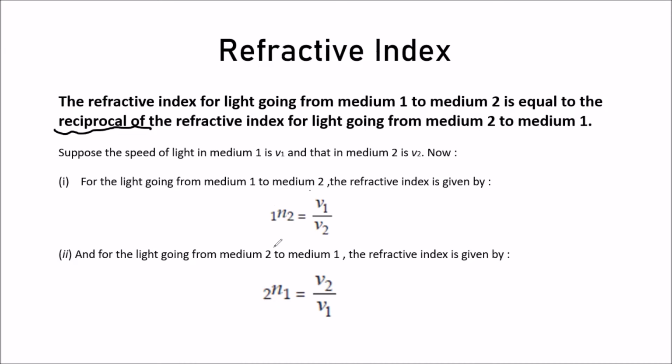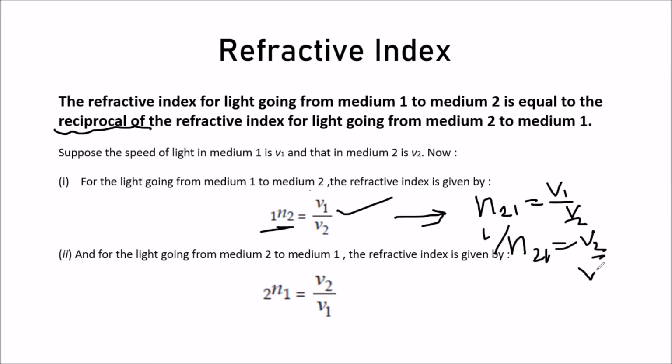So let's say the refractive index of medium 2 with respect to 1 is represented as V1 by V2, then the inverse will be written like this. If we take the inverse of this equation, then we will get n21, which is the same as V1 by V2. Just now we did it. If I take the inverse of it, I will get 1 upon n21 would be V2 by V1. And now I can write this as n12, which means V2 by V1. So this is V2 by V1 and this is also V2 by V1.